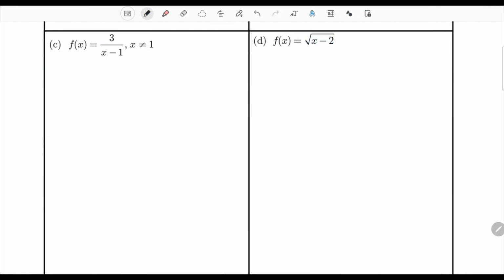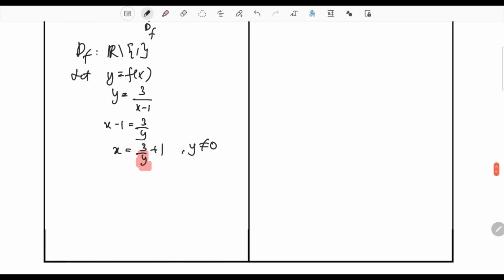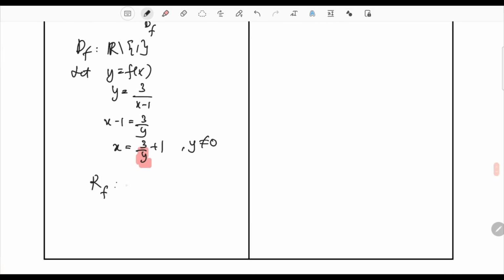Part C, f(x) equal to 3 over (x minus 1). So x cannot be equal to 1. So this will be your domain: the domain of f will be the real numbers except 1. For the range, we are going to let y equal to f(x). So y equal to 3 over (x minus 1). So x minus 1 equal to 3 over y, so we get x equal to 3 over y plus 1. Again, the denominator cannot be equal to 0, so the range of f will be the real numbers except 0.